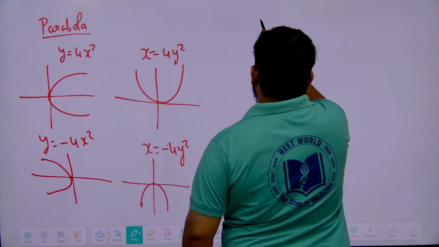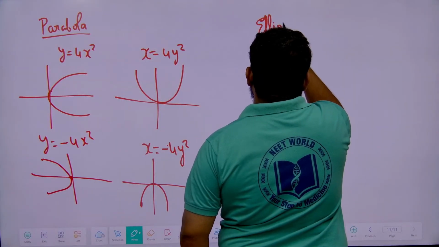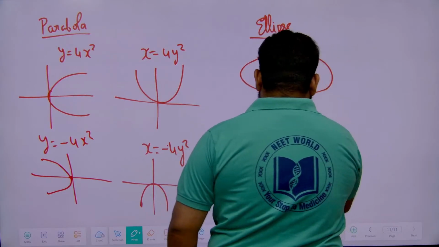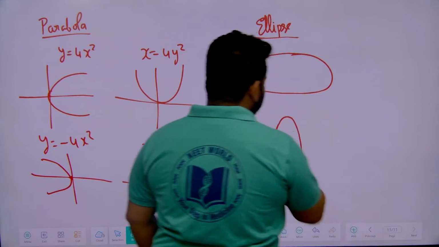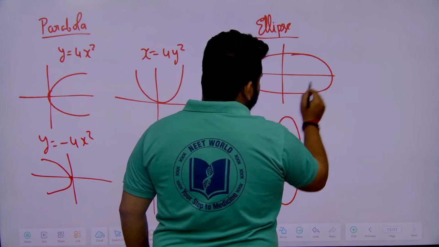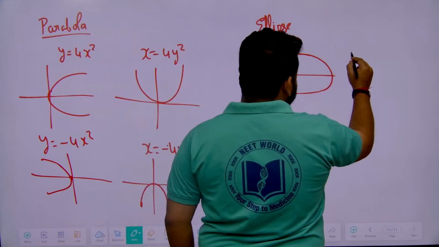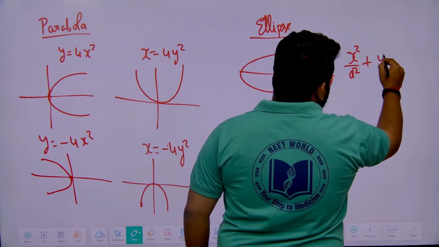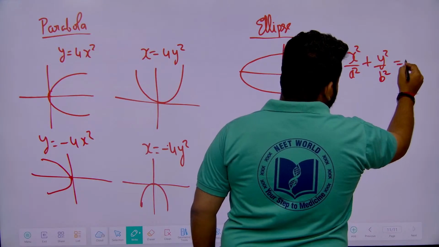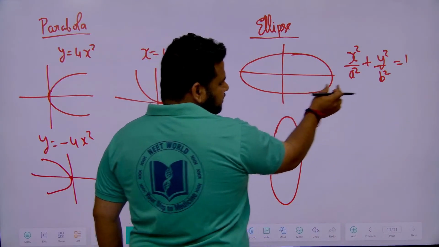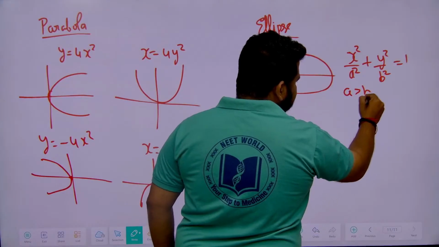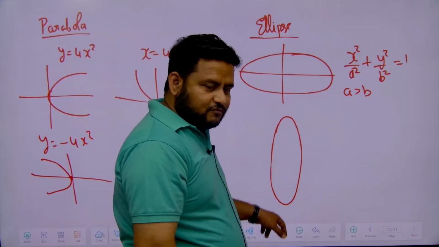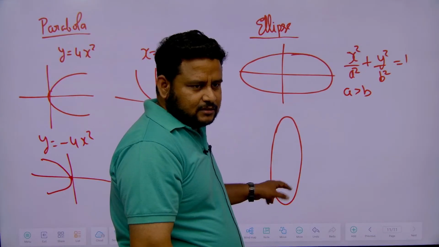Next is ellipse. Ellipse will be like this, and ellipse will be like this. If we talk about this ellipse, we are having x and y axis. The equation of the ellipse is given by x square by a square plus y square by b square is equal to 1. Here the x axis is bigger, right? That's why a is greater than b. Here the x axis is called the major axis and the y axis is called the minor axis.